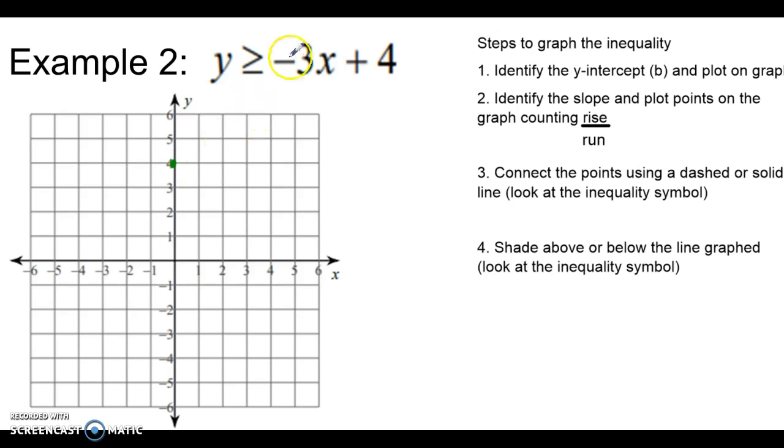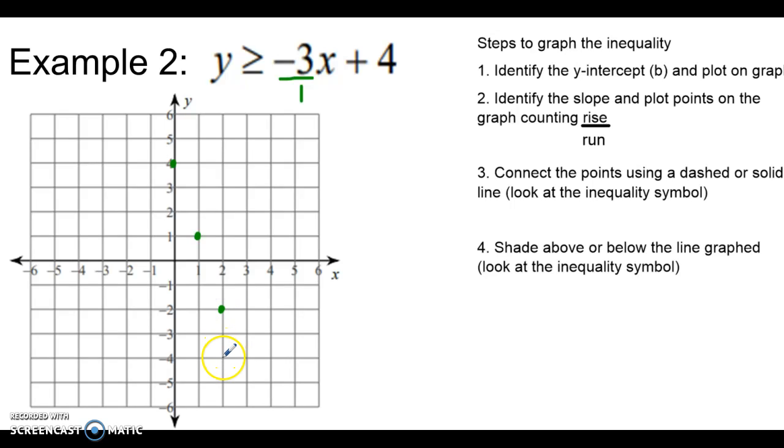And then my slope is negative 3. And so we talked about in our last unit that if we have a whole number, we just put it over 1 to make it a fraction, okay? Because that doesn't change our slope. Because if you do negative 3 divided by 1, you still get negative 3. So, having a negative number, that means I'm going to go down 3. 1, 2, 3. And I'm always going to go to the right. So, over 1. Down 1, 2, 3. And over 1.